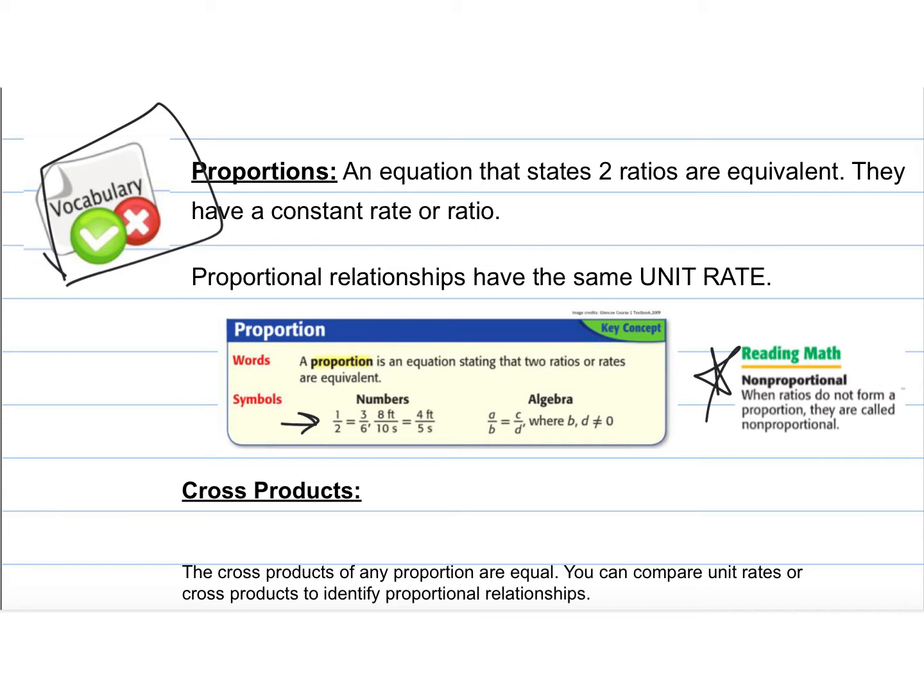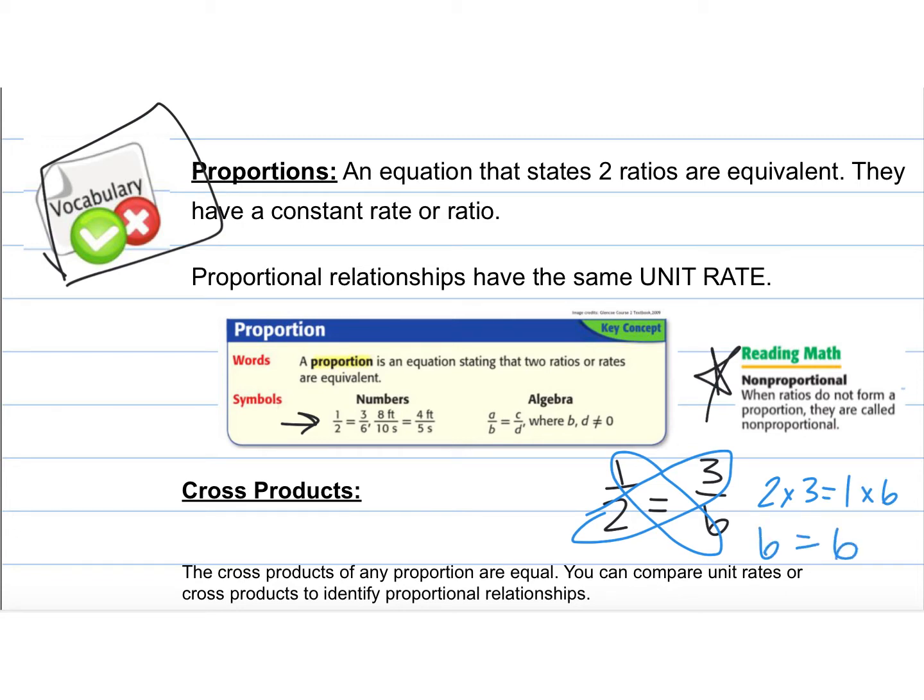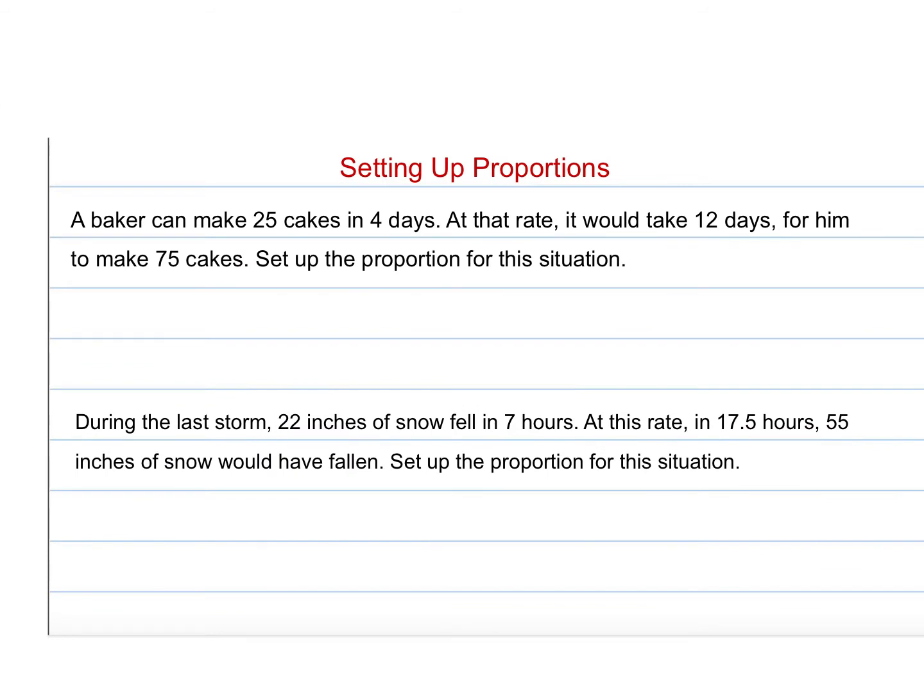For example, using this proportion from above, if we were to take it and multiply the diagonals, so 2 times 3 and 1 times 6, notice that they are equal to each other, and that's because they are proportional. The first thing we want to practice is setting up the proportions. It's very important that how we set up one side of the proportion, the other side matches it.